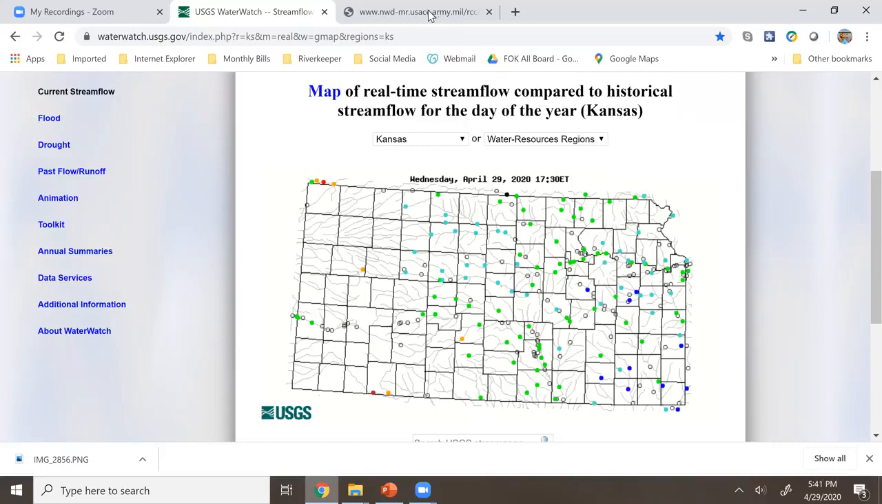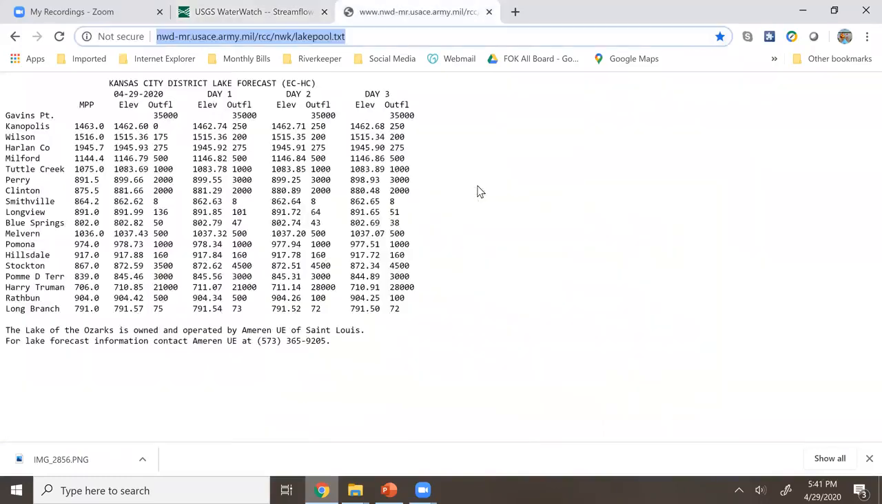The second thing is, what is the Corps of Engineers doing about the reservoir releases? This is a 3-day outlook that is updated fairly regularly from the Corps of Engineers. It's pretty much updated daily. And you'll see the date up here. It says April 29th, so we know that this is current for today.